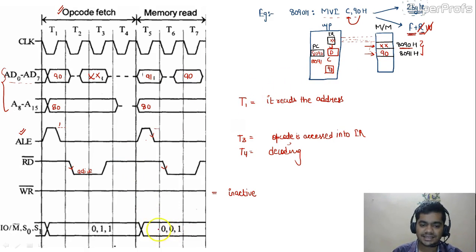So you can see that the status signal is represented by 001, because we know that for memory read, IO bar M bar would be 0 and S0 S1 would be 0 1. So this is the timing diagram for this instruction. Okay, so it is very simple. You can draw it for any signal you want.